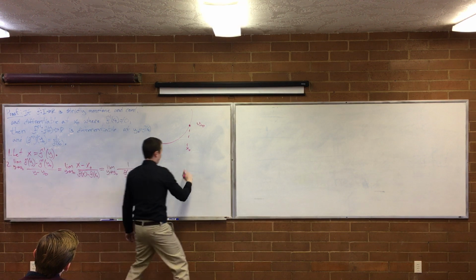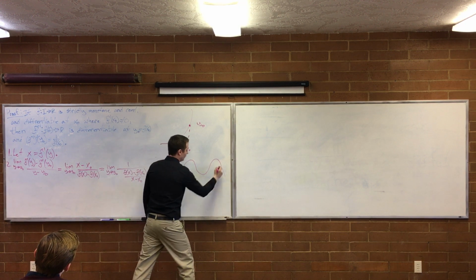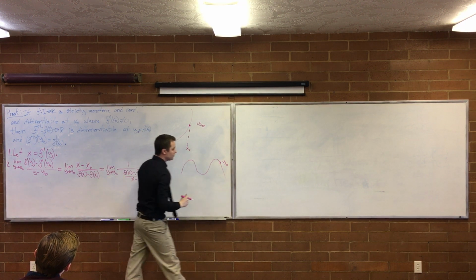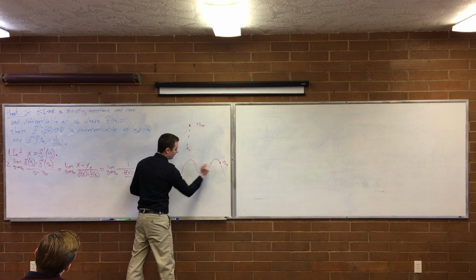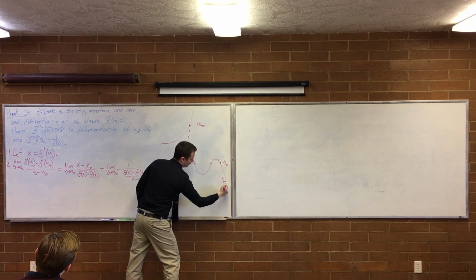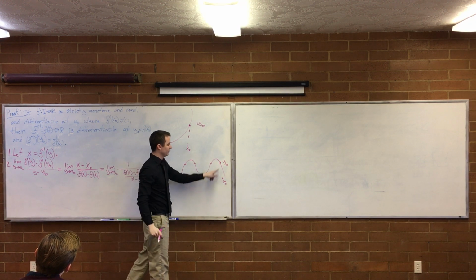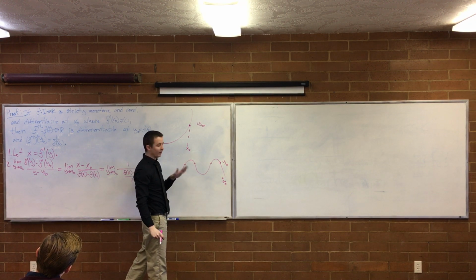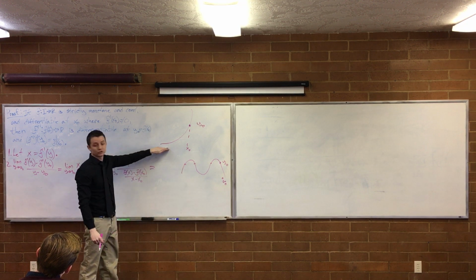See, if you had some other function, here's y naught. Well, y can approach y naught here, here, and here. It's not just as x approaches x naught. Here's x naught. It's not just when x goes to x naught that you get y naught. That's not always the case. It is the case when you have a strictly monotone function.